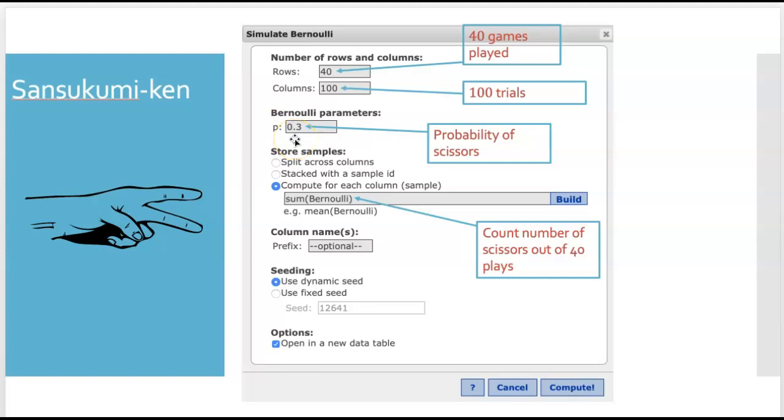What this does for us is create a coin where it's 30% heads. Remember, for each trial I'm going to count the number of scissors selected out of the 40. I'm going to play rock, paper, scissors 40 times, and the probability that my friend selects scissors is 30%. After each game of 40, I count the total number of scissors, and I repeat this game of 40 100 times. Then I get my distribution of expected outcomes like we did before.